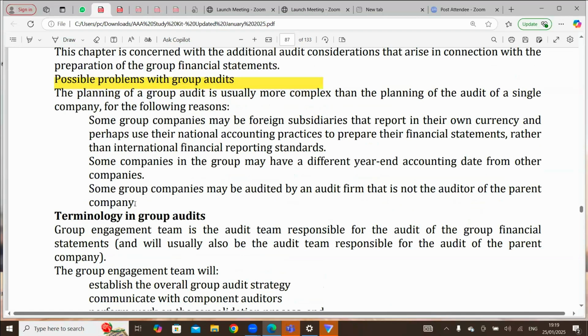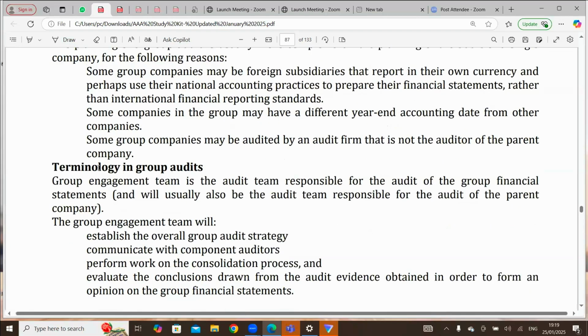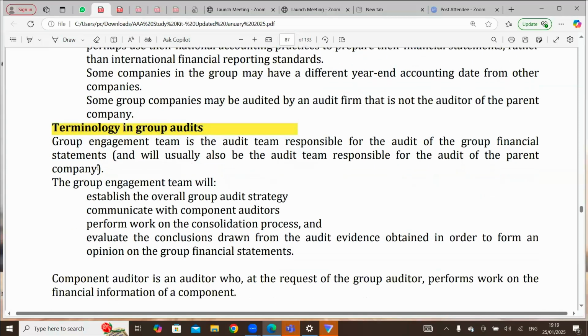Now, let's move on to terminologies in group audits. These are terminologies that you come across when we're talking about group audits. The first one is the group engagement team. Who is the group engagement team? It is the audit team that is responsible for the audit of the group financial statements, and will also be the audit team responsible for the audit of the parent company.